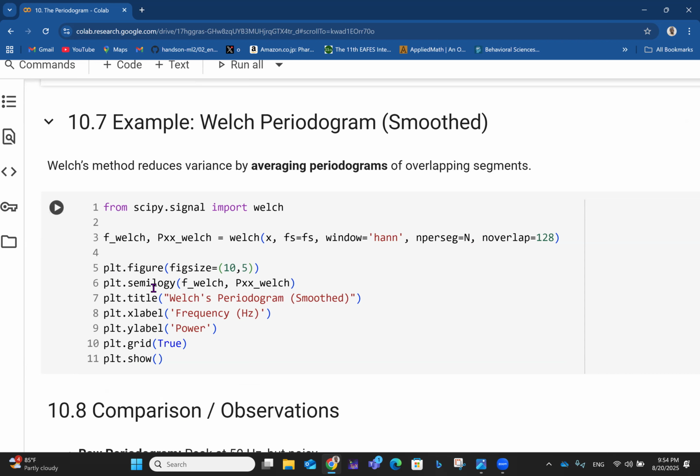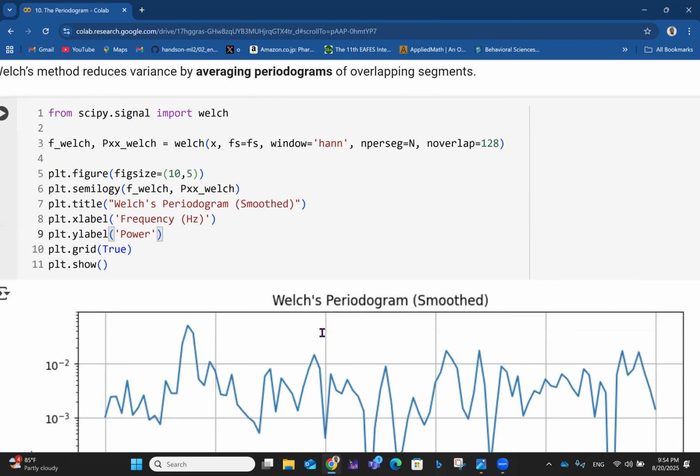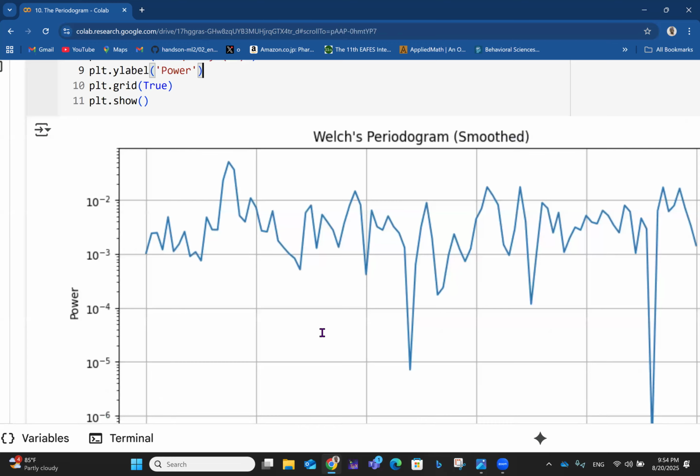Then we plot. We do the semilogy for the Welch, semilogy of the Welch periodogram against the Welch frequency, right? And the title is Welch periodogram smoothed, the X label is frequency, and the Y label is power. It will be an improvement on what we did before because we're still using the same signal.